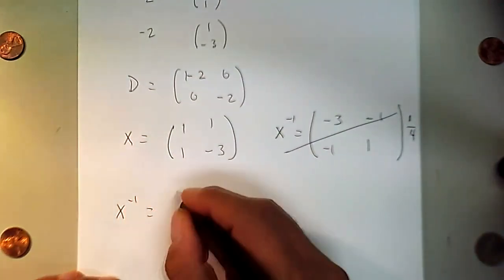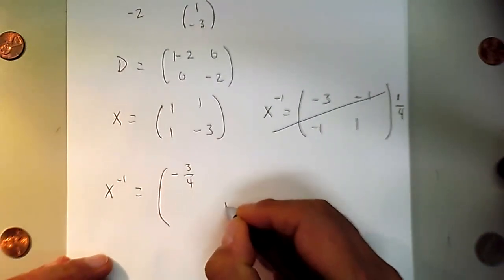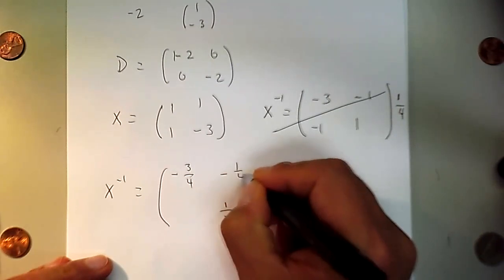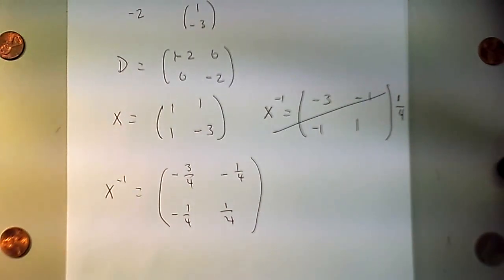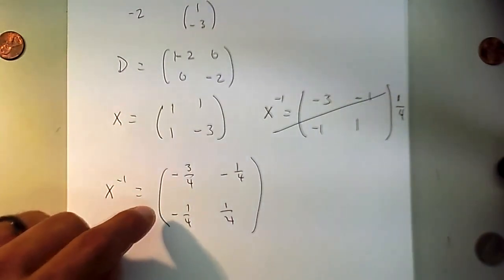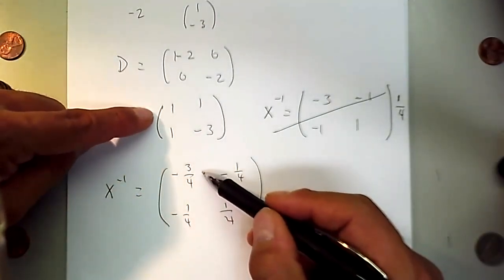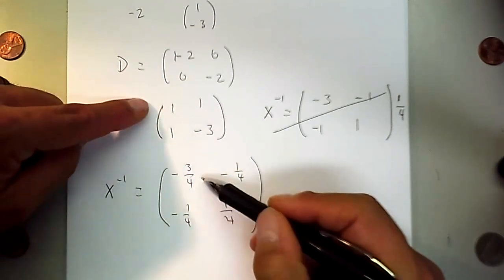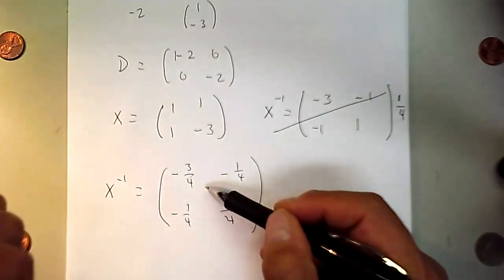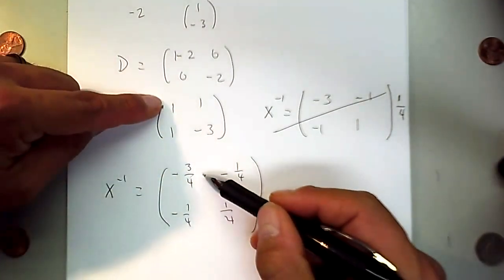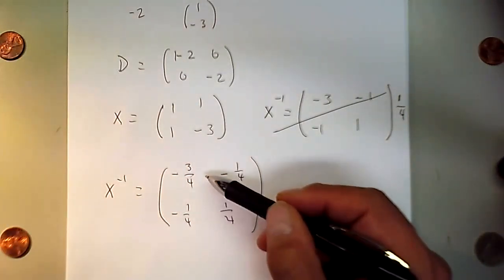So this is not times 1/4. Actually, -1/4. Let me start all over. X inverse equals -3/4, 1/4, -1/4, and -1/4. And now we do have the inverse, this inverse matrix of X. And again, let me double check. -3/4 minus 1/4. That doesn't give us +1. We are supposed to end up with 1.